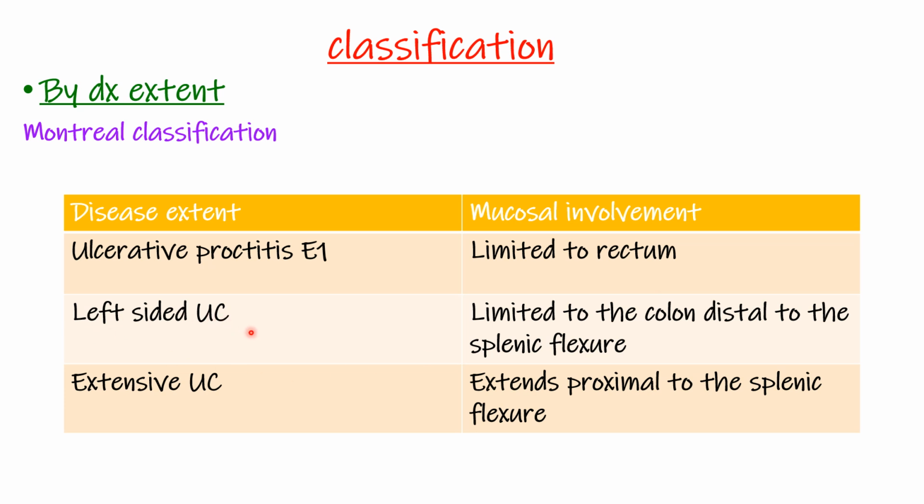Left-sided ulcerative colitis is where the disease is limited to the left side, that is from the splenic flexure, descending colon, and then to the rectum. Extensive ulcerative colitis is where the disease is found in the rectum, descending colon, and advances proximally, proximal to the splenic flexure to the hepatic flexure. I hope that is really understood.